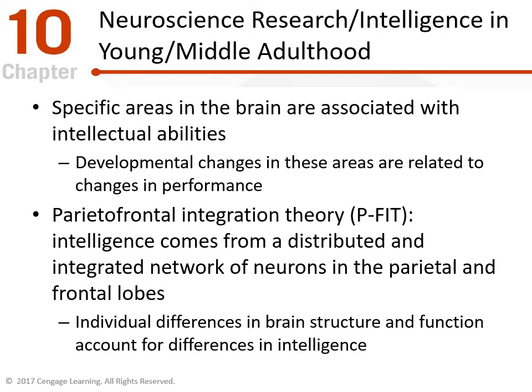If you look at the way these neurons work, they believe that connection is what accounts for why you have differences in intelligence. That's called the parieto-frontal integration theory, PFIT: intelligence comes from a distributed and integrated network of neurons in the parietal and frontal lobes. Depending on the way that network is integrated, some people are going to be more intelligent, and if it's not integrated well, some people will be less intelligent. If you're seeing a degeneration or change in that as you age, it may account for the changes in intelligence. So that's the neuroscience research view on intelligence in young and middle adulthood.